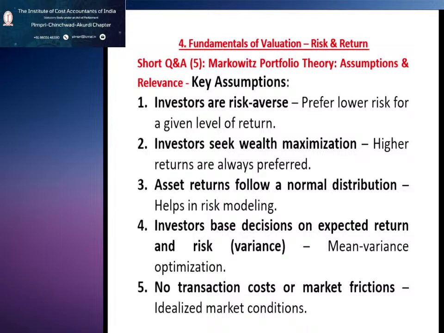Asset returns follow a normal distribution, which helps in risk modeling. Investors base decisions on expected return and risk variance. So mean variance optimization is the assumption over here, and no transaction cost or market frictions is the last assumption that has been considered. So in a way, idealized market conditions where there is no transaction cost and there are no market frictions. It's an ideal market condition which never exists, but it is assumed in modern portfolio theory. So in short, these are the key assumptions.